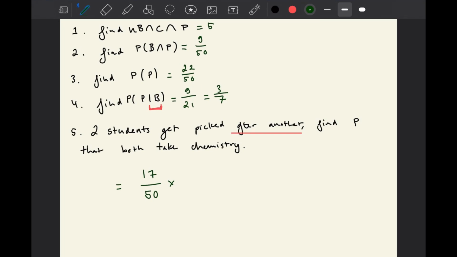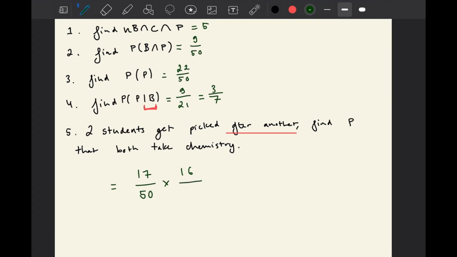We don't want the first or the second, we want both. So we have to times the probabilities by each other because we want both occurring. And it's not one or the other, it has to be both. But the second one, we're going to reduce our sample space because first we had 17 students, right? But by the time we arrive to this student or this sample space, one chemistry student is already going to be gone because we took them out since we have to have both chemistry in both trials, right? So now we're going to have 16 chemistry students out of 49.